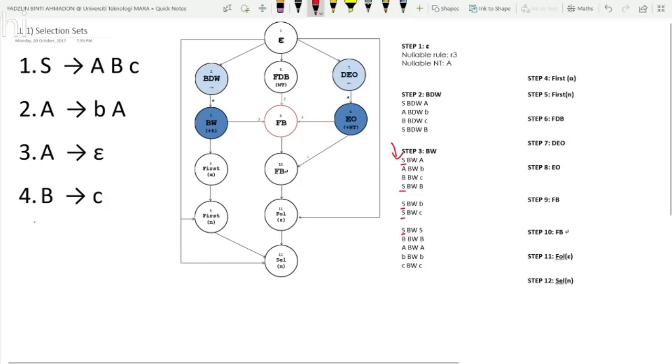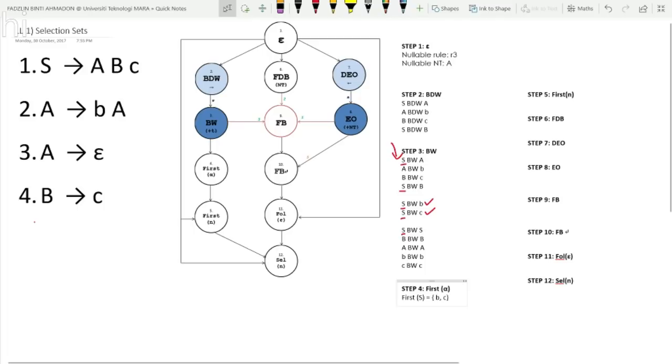And then we need to look on the right side and only choose out terminals. So out of these 5, only these 2 end with terminals. Therefore, because these two, S BW lowercase b and S BW lowercase c, fulfill this condition, we can add that the first of S is a set that has b and c. So this is how we derive the first of S.